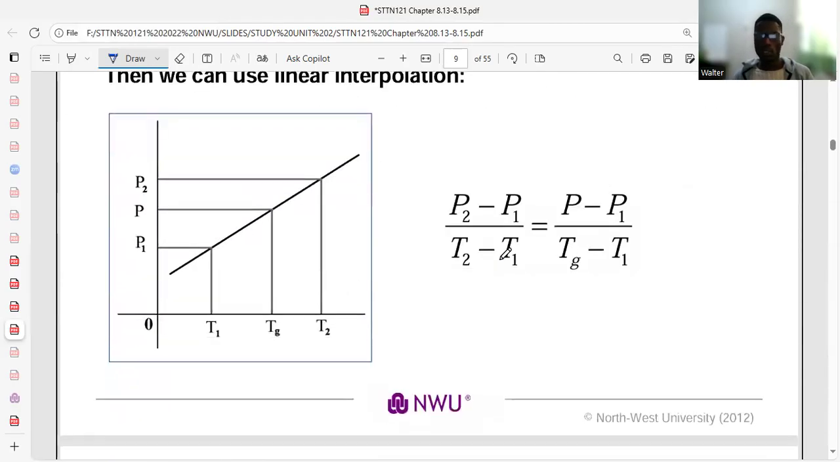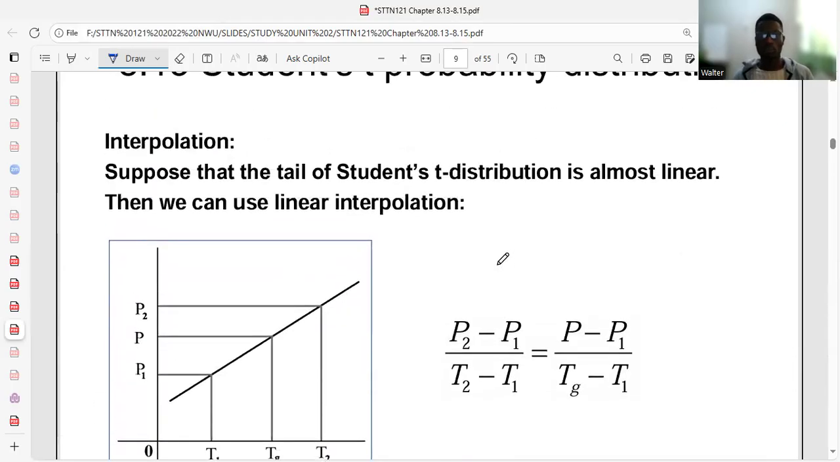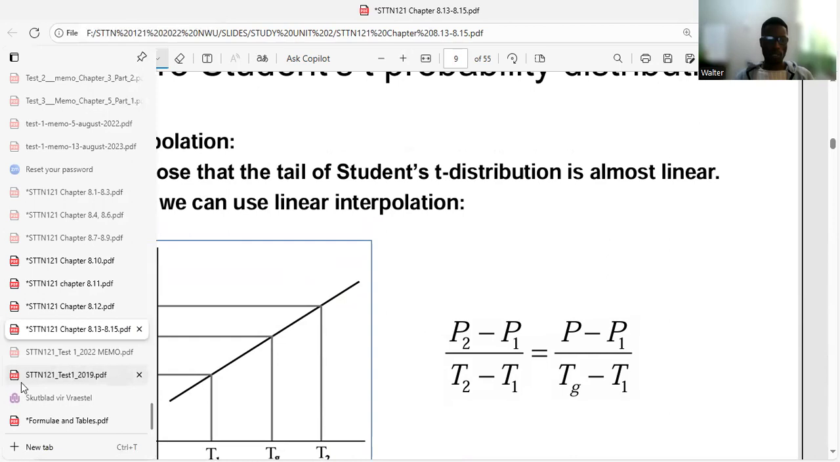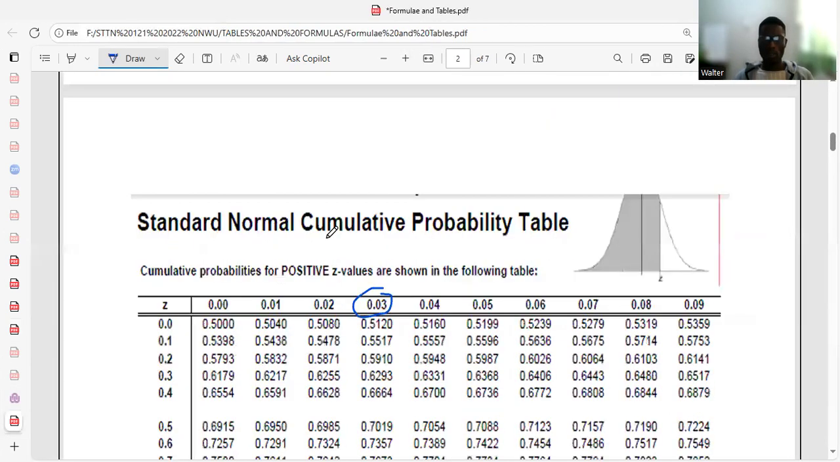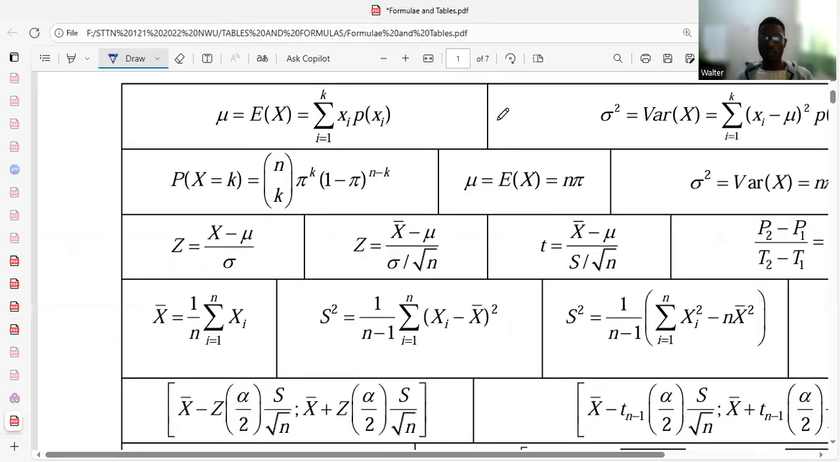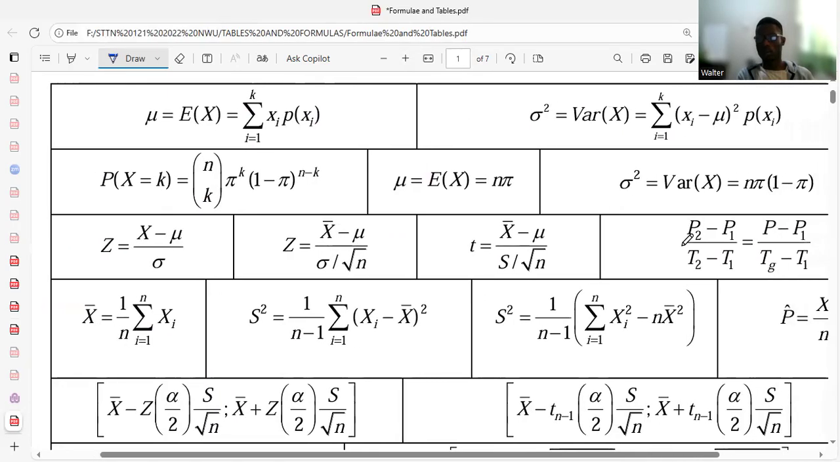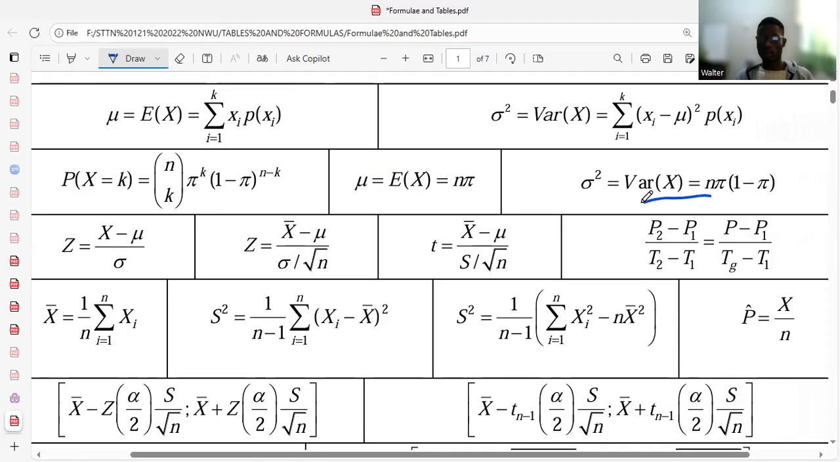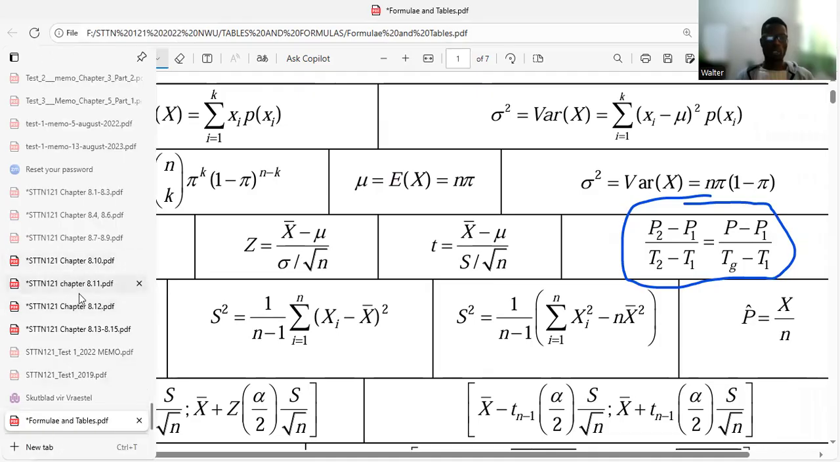Okay, let's see if we have a question. For the student t, this is the formula. I think it's there on the formula sheet. Let me check if it's there. Yeah, this is the one. This is the formula that you're going to use. It's there on the formula sheet because you'll be given a formula sheet.